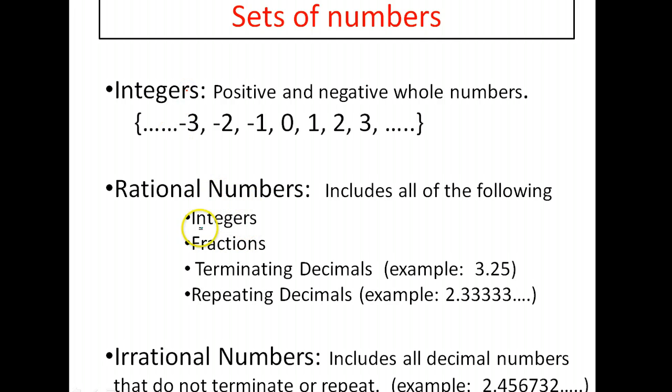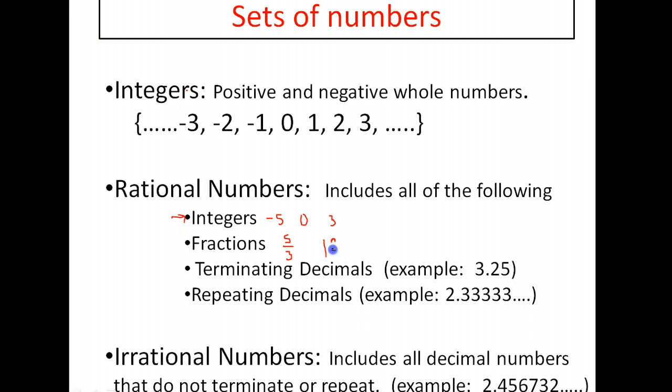Then we have rational numbers. Now rational numbers can be integers, so they can be positive and negative whole numbers like we have up above. So like negative 5 is an integer, 0 is an integer, 3 is an integer. Fractions are rational numbers because rational numbers really are anything that can be written as a ratio or a fraction of two numbers. So for example, 5/3 is a rational number.